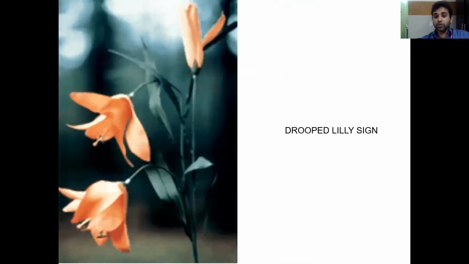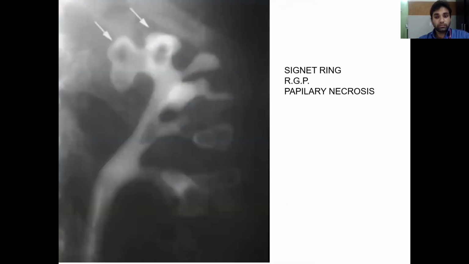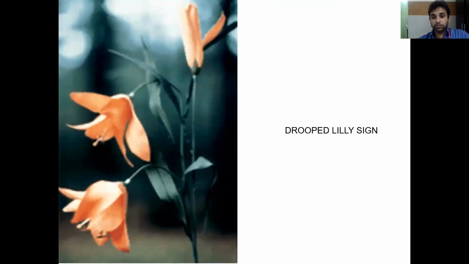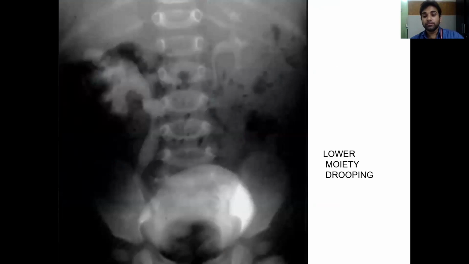And the second one is drooped lily sign. So drooped lily sign of ureter is also a urographic sign in some patients with duplicated collecting system. It refers to the infralateral displacement of the opacified lower pole moiety due to an obstructed and unopacified upper pole moiety. The image shows drooping lily sign of lower moiety.